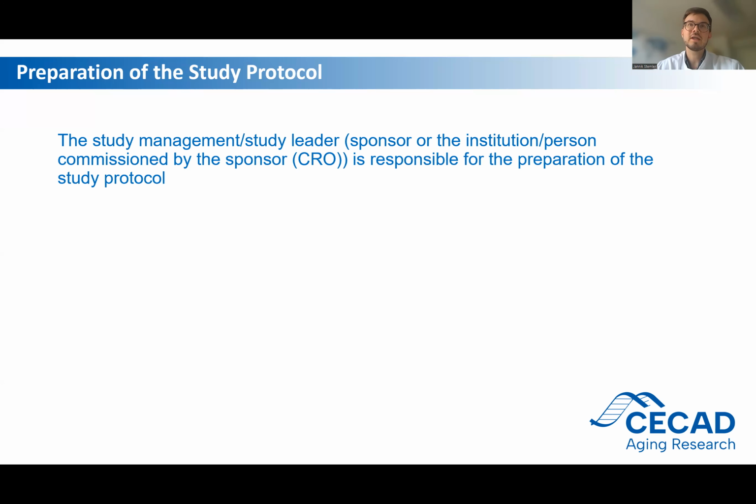This responsibility lies with the study leader, which can be the sponsor himself, or an institution or a person that is commissioned by the sponsor, such as a clinical research organization. And these institutions or persons are then finally responsible for the preparation of the study protocol and have to assure that the conduct of the trial is well prepared. So usually the study protocol is prepared by several parties and a well-organized coordination is required.